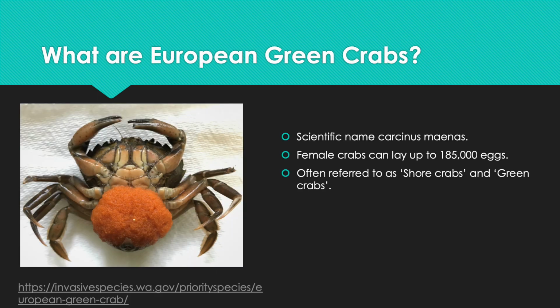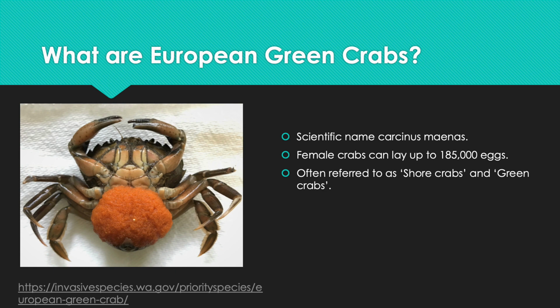What are European green crabs? European green crabs, or Carcinus maenas, their scientific name, are crabs that are known for their very fast breeding rates and their aggressive behavior, which is one of the main reasons why this is a topic of discussion today. The reproduction rates are so high that the female crabs can produce up to 185,000 eggs before their final molt.